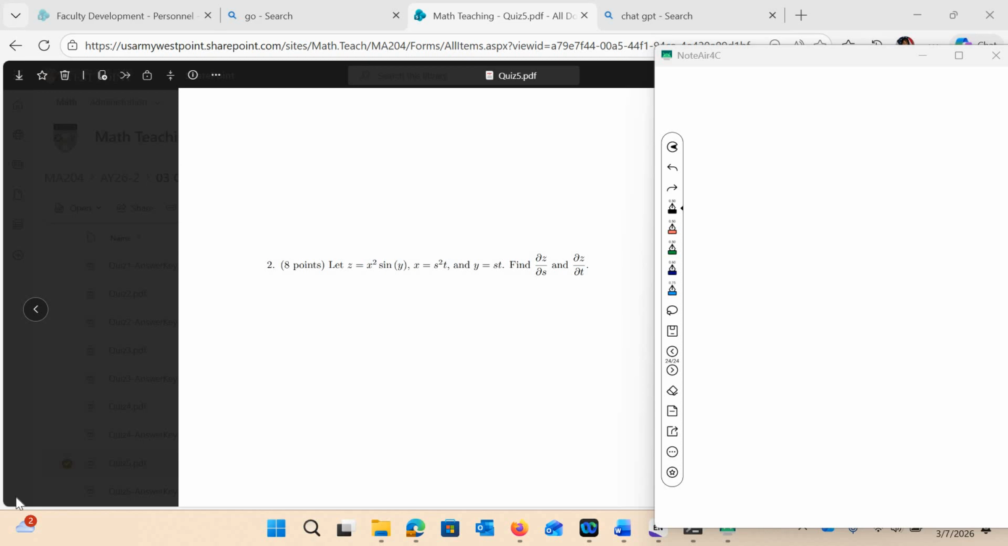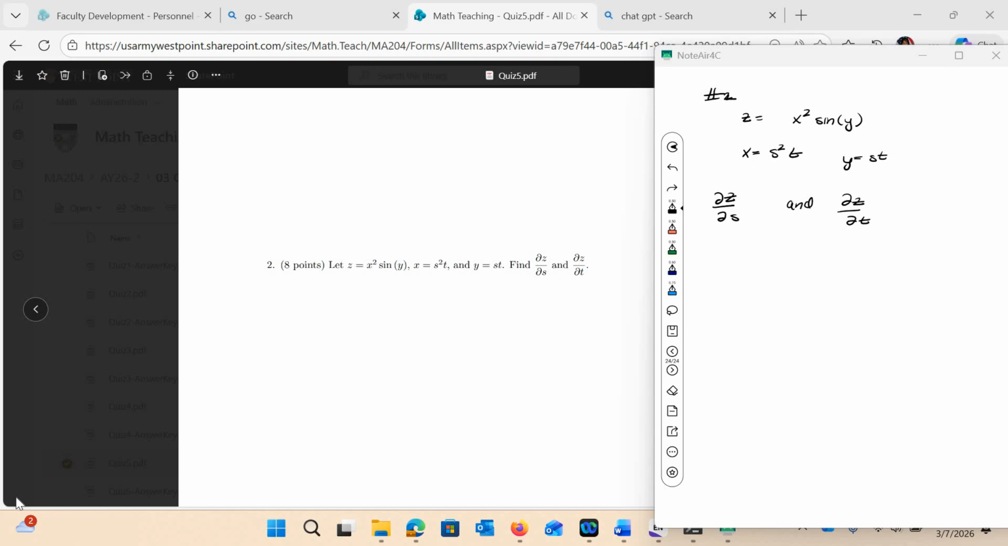All right, number 2 off of quiz 5. In this problem, you're given that z, this is a surface, is x squared sine y, and you're given that x is equal to s squared t and y is equal to st. And you're supposed to find the partial of z with respect to s and the partial of z with respect to t. So what you have here is an intermediate.